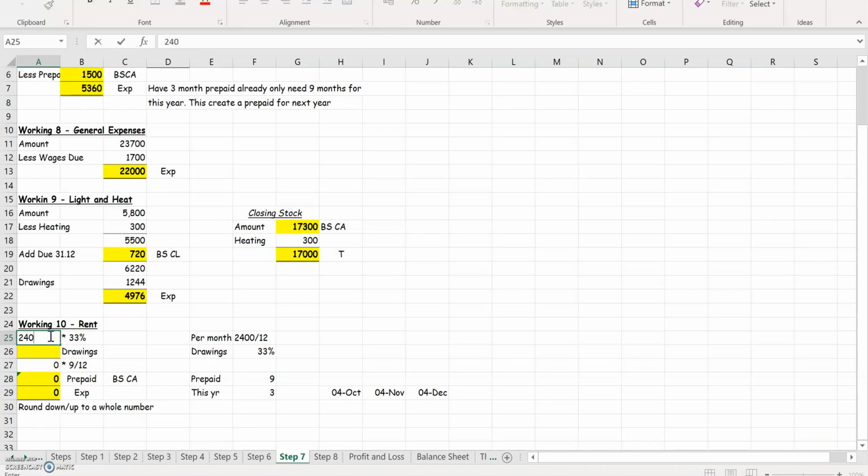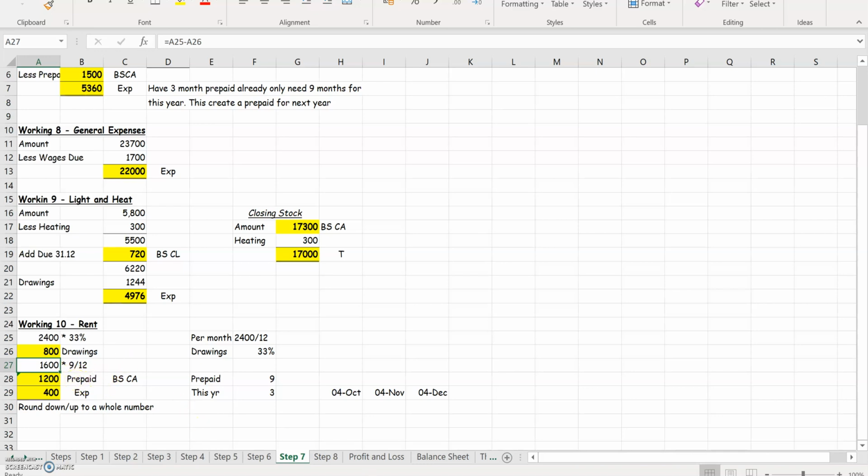So 2,400 is how much it was. 33% of that then is going to go for drawings. So it's a third, so 2,400 divided by 3 will give us 800. So 800 is going to go to drawings. And what's left over then, this 1,600. So 9/12 of that 1,600 is going to be prepaid.